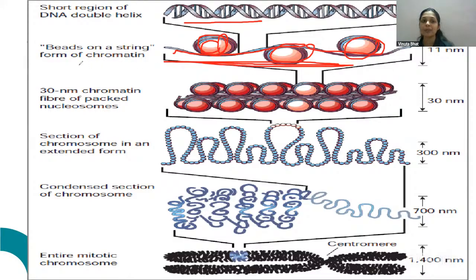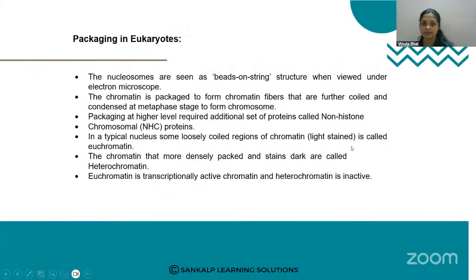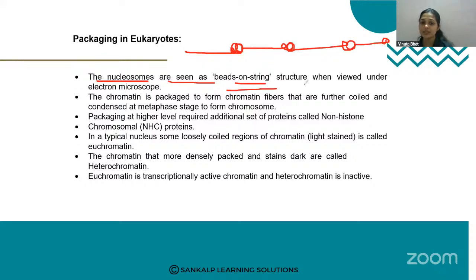It looks like beads on a string. When we see this under the microscope, it looks like beads on a string. If beads are attached to a string, this is how it looks. That structure is called the chromatin. The nucleosomes are seen as beads on a string. As I said, this is the nucleosome, and it is seen like this, a beads-on-string structure when viewed under the electron microscope.